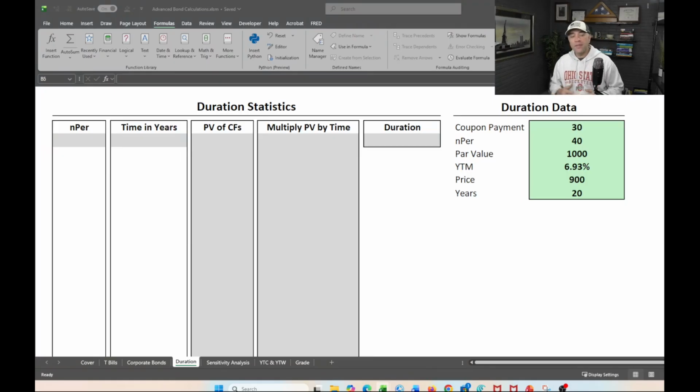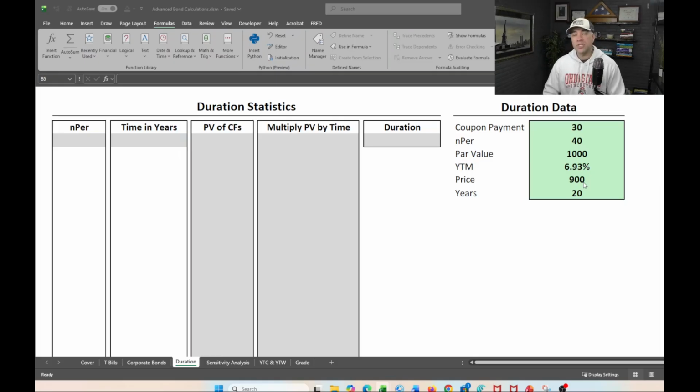Let me explain what duration is. Duration explains how long it takes through the cash flows. What are the cash flows? Well, right here we're getting a coupon payment of $30 per six months. How many times do we have to get paid that in order to get paid back the price that we paid? How many years will it take for all the payments to pay back 900 bucks? That's what duration is, how many years until you get it back.